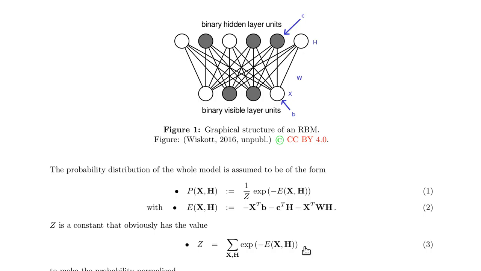Now, the problem with this partition function is that it's normally, except for very small cases, not computable. I mean, if you imagine you have 10 input units and 10 output units, and you have to go through all the two possible values and all combinations, that already would be 2 to the power of 20 possible terms here. And that's even just a small network, right? So maybe I write this here. 2 to the power of number of X times number of H states.